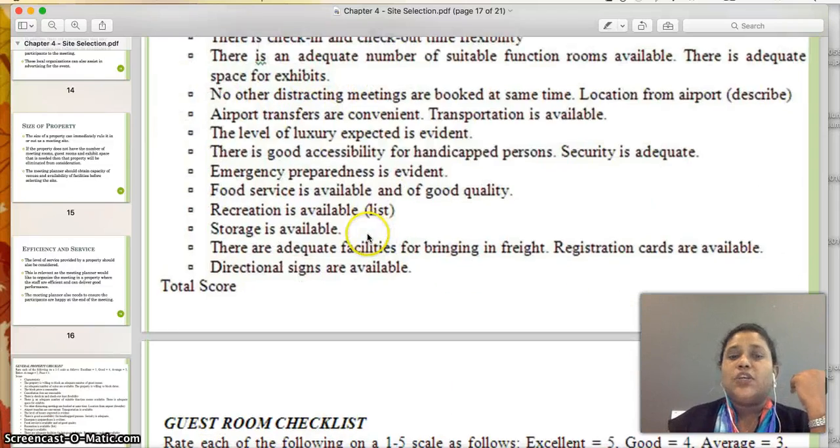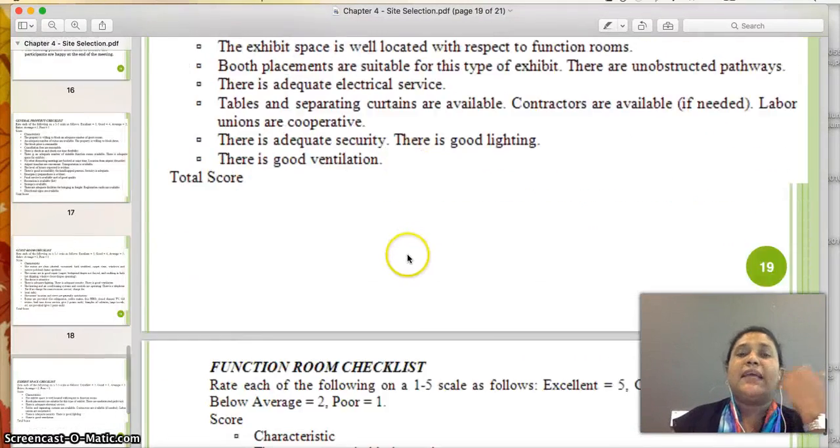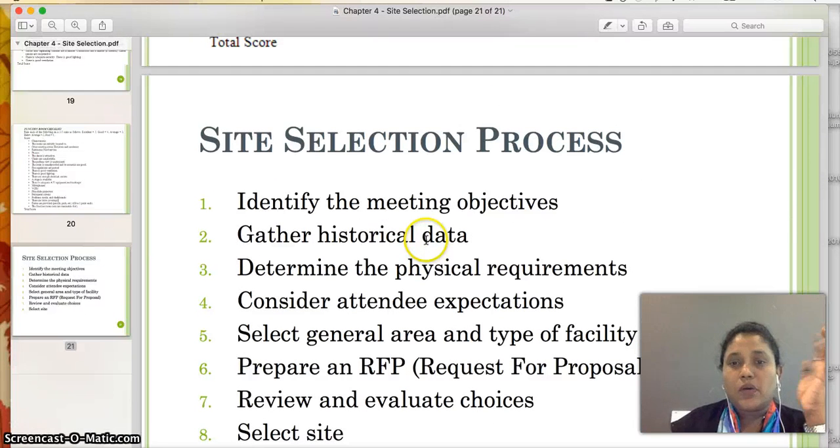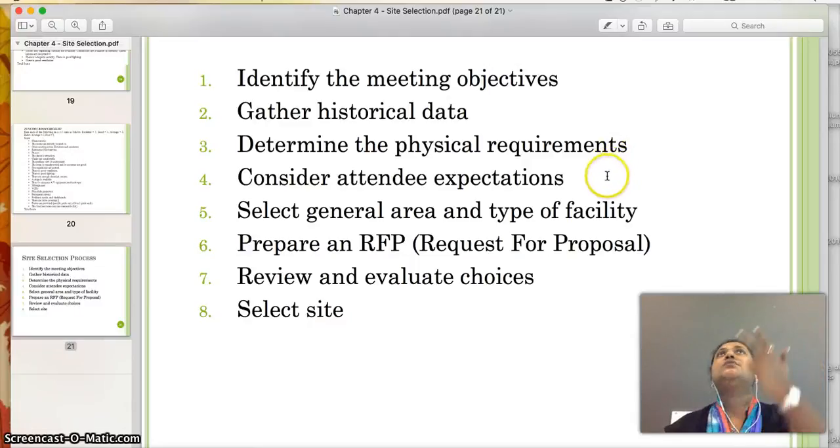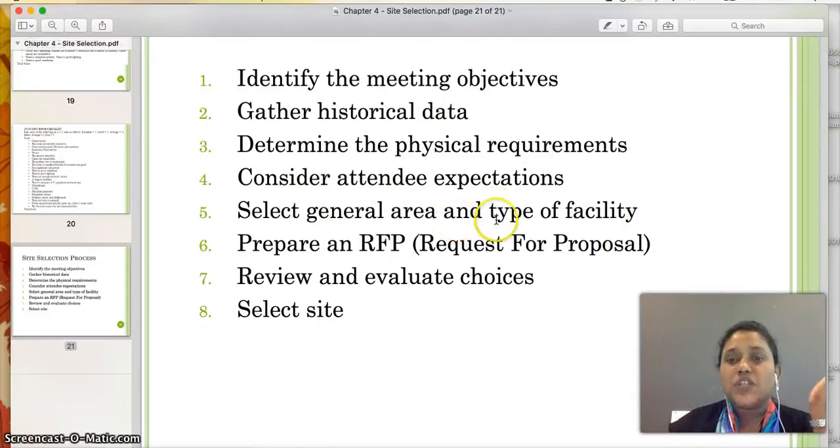These are the general property checklist. You have to run through the general guest room checklist, exhibit space checklist, and function room checklist. All right. So basically, what do you understand by site selection? First of all, identify your meeting objectives, gather historical data from your previous events, and determine the physical requirements: the number of people coming in, what you require, what stage show you're going to have, whether you want lighting facilities, projector facilities, Wi-Fi requirements. Fourth, consider attendee expectations, select a general area and type of facility, prepare a request for proposal, review and evaluate choices, and select the site. Meaning you need to choose a site and then see all these things, the function checklist that I just showed you. You have to keep all these things in your mind and then choose a venue.